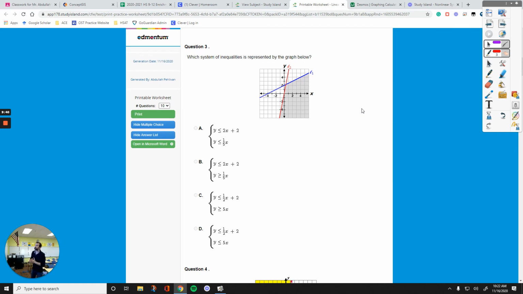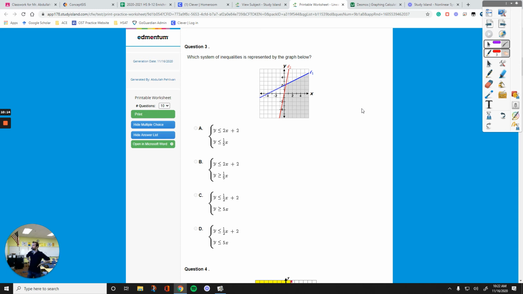Which system of inequalities is represented by the graph below? One way of doing this is you can go to Desmos and type A and see if it is the same as this graph. If not, move on to B and type those in. If not, keep typing them in until you find the right one and try to match them up with the graph you have. The other way, which is the way I'm using, is process of elimination.